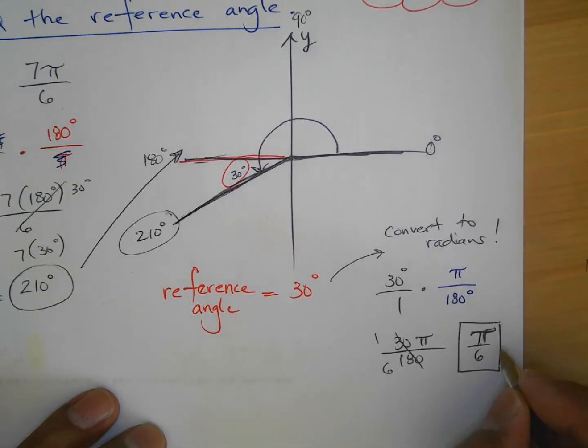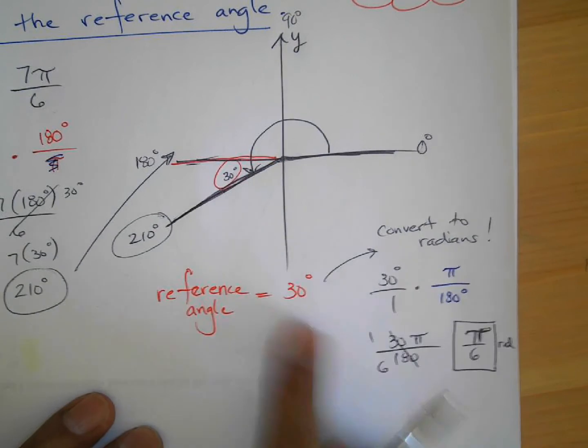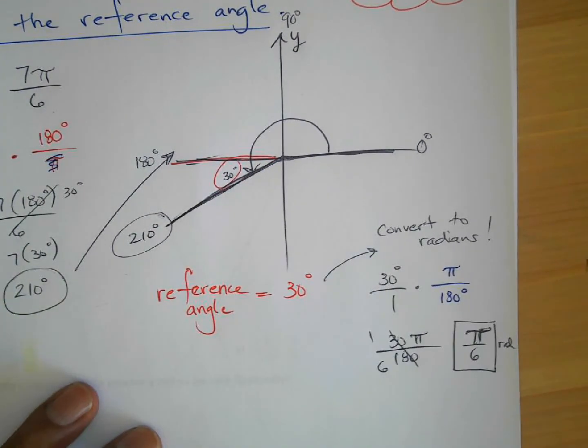And again, you can leave pi over 6, but you know that it's in radians, rad. So the reference angle is 30 degrees, which is equivalent to pi over 6.